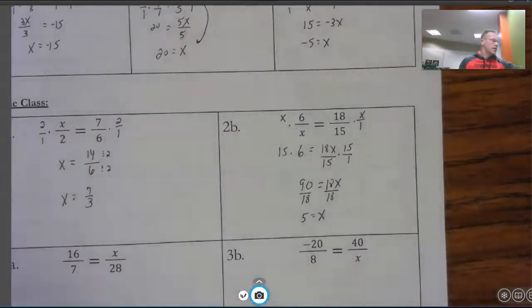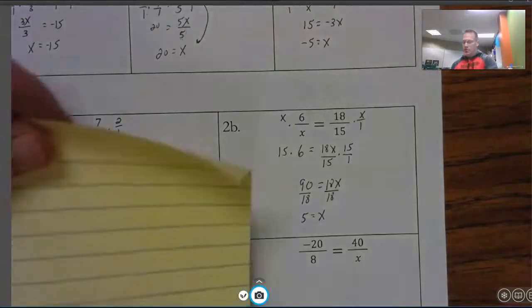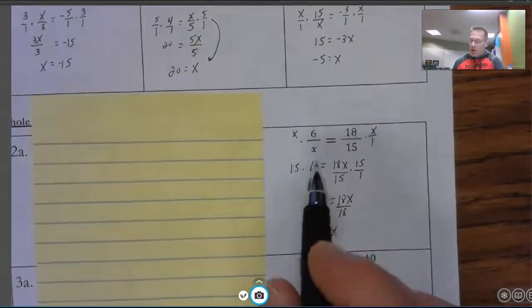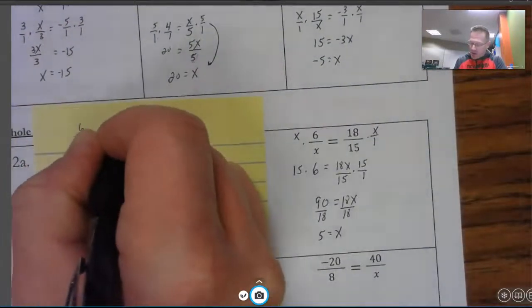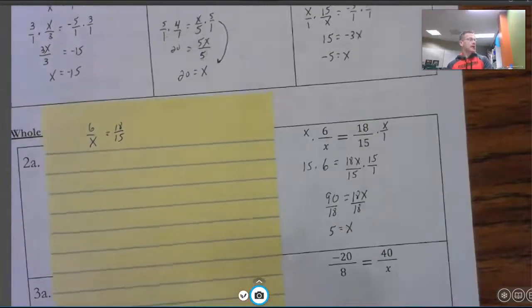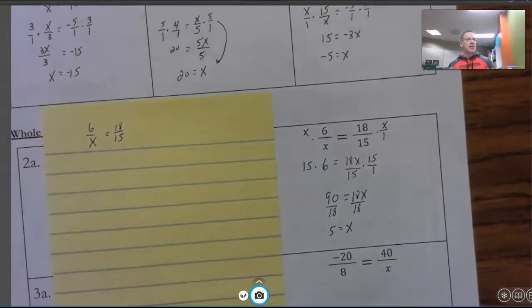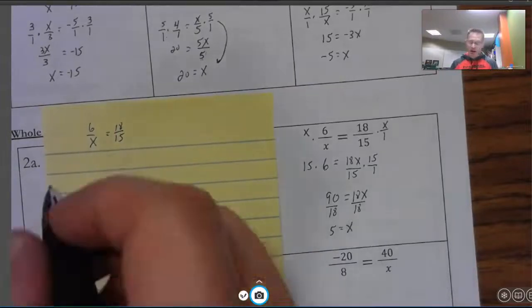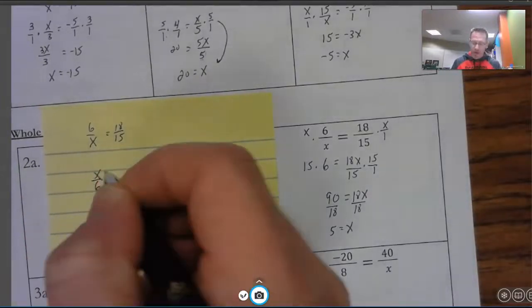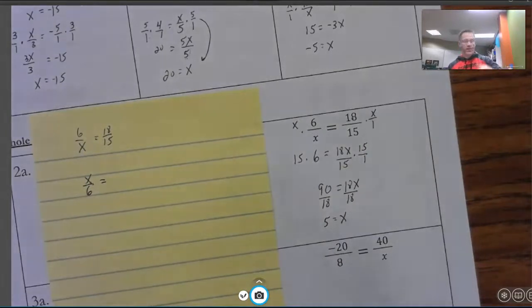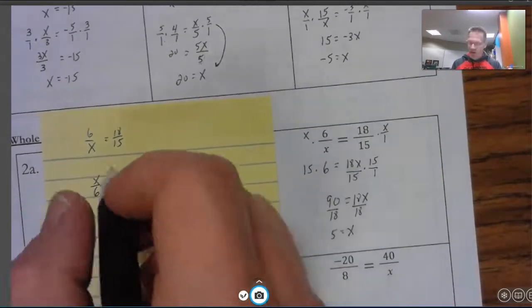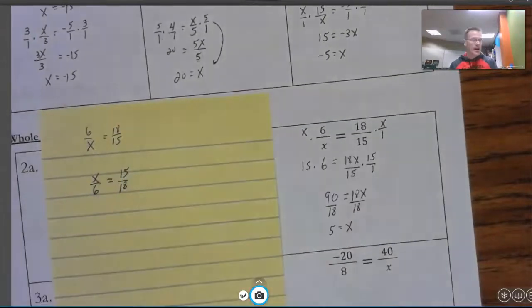When we look at this problem, there's another way of working it. Let me just get another piece of paper here, and I'm just going to rework it right here. Now when we have 6 over x equals 18 over 15, like I said, we really typically want our variable in the numerator. There's a property of proportions that says you can flip the proportion, and it's going to be equivalent. So I can flip the left side here, and I could write this as x over 6 equals. Now, if I flip the left side, I've got to flip the right side. So this is going to go from 18 over 15 to 15 over 18 like that.